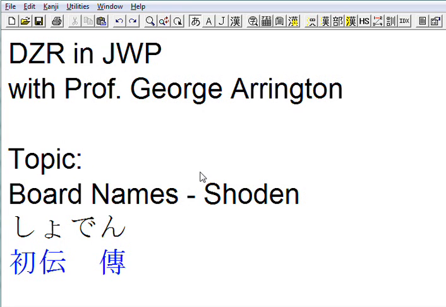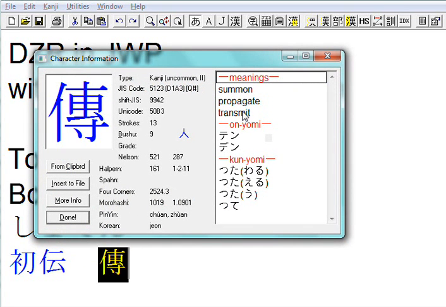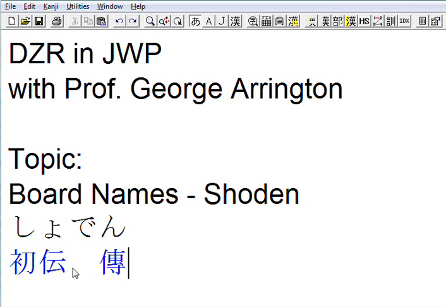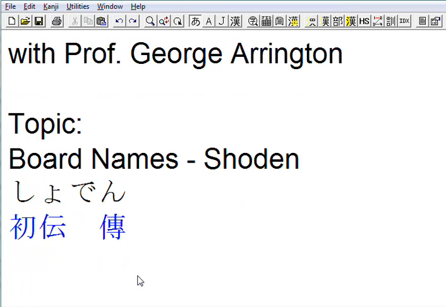Close that. And so this Den is the older version of this. This is the modern usage. And when we hit the information button, you'll see that it means to transmit. But it is indeed the same character. They now consider it an uncommon character. Okay? So either one is correct. It's just that this one is the one that was used back when Professor Okazaki was doing his thing.